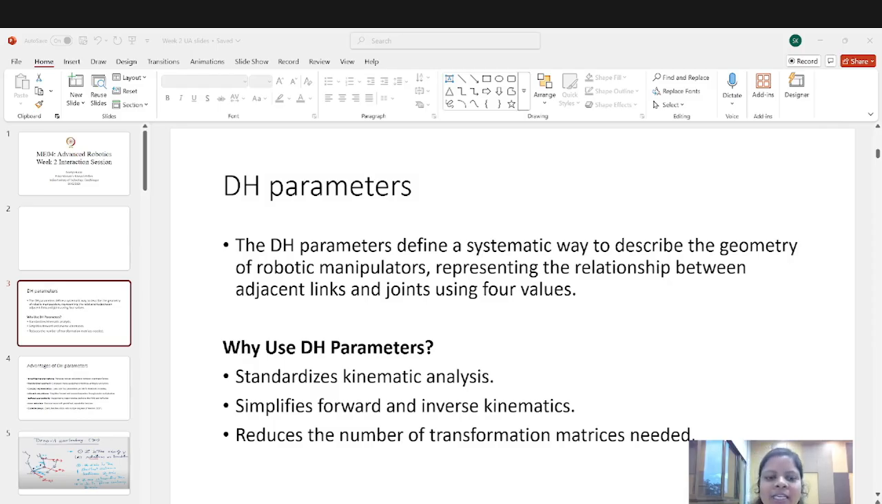Forward and inverse kinematics is something that you'll be seeing in the next week, so you might be going through the lectures for them. I hope you understand the difference between forward and inverse kinematics. If not, we'll have a problem for the same. It also reduces the number of transformation matrices needed. You might require more transformation matrices for going from one frame to another, but in this case it is reduced, and it is a very systematic way of doing things.